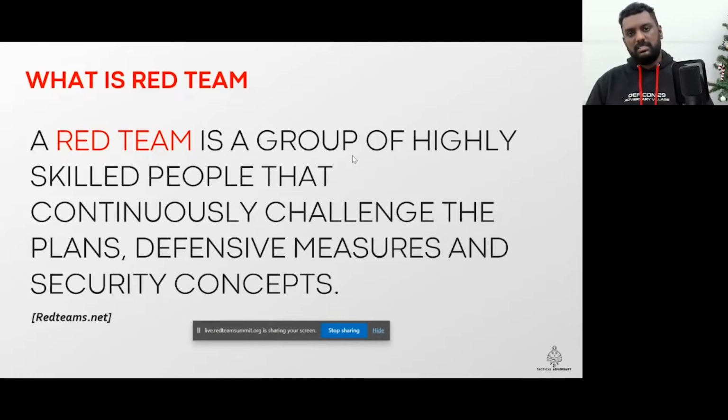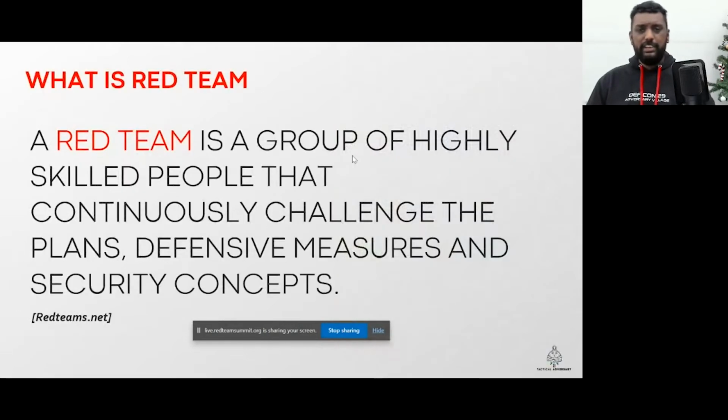Later, the same exercise was adopted by the information security community. There was a time when vulnerability assessment and pen testing weren't enough. We need more. We need to understand how an actual adversary would look into my organization. So the same method was adopted from the military, and that was put into use, right?